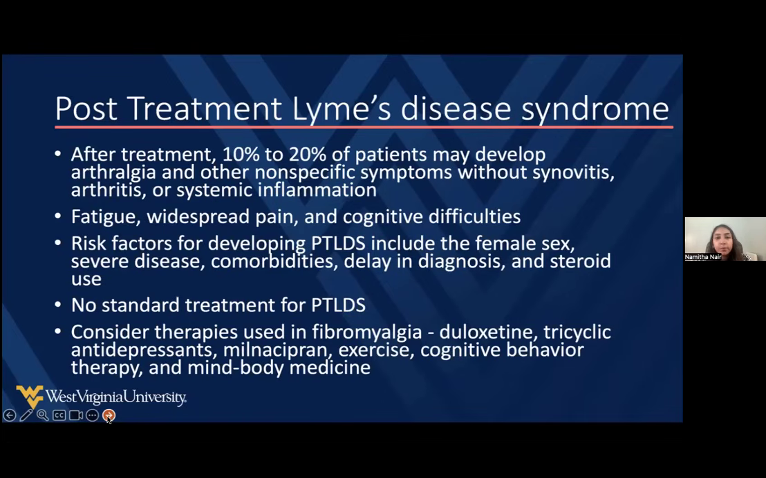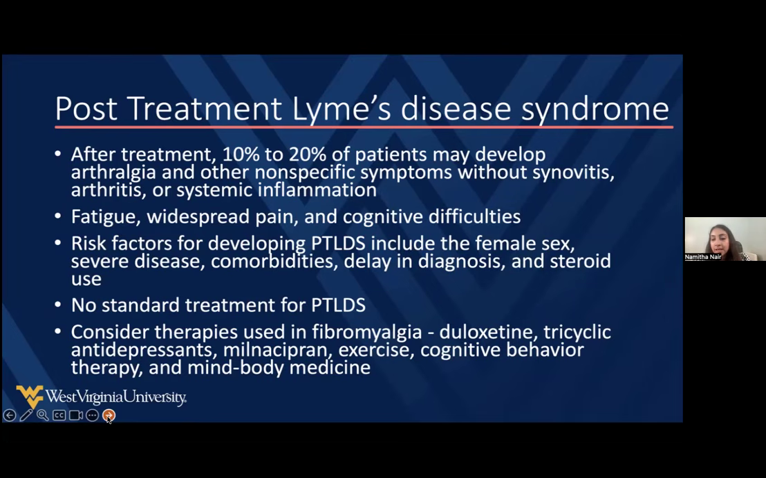And then the second type of post-treatment syndrome is post-treatment Lyme disease syndrome. This can be seen in maybe 10 to 20% of patients. They don't really have synovitis or any systemic inflammation, but they're usually reporting fatigue, widespread pain, and cognitive difficulties. Some of the risk factors are female patients who had severe disease to start off with, comorbidities, patients who were diagnosed pretty late, and patients who are on steroids. There's no standard treatment for this, but you could consider this syndrome similar to fibromyalgia. So it's that chronic pain and disease that we're thinking about.